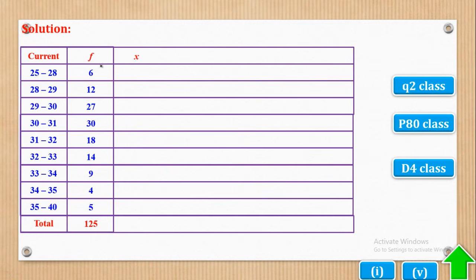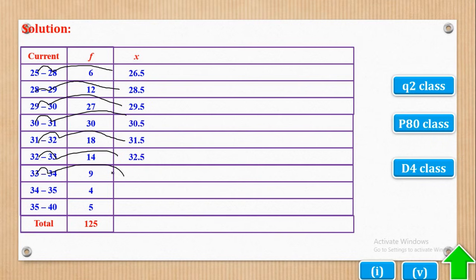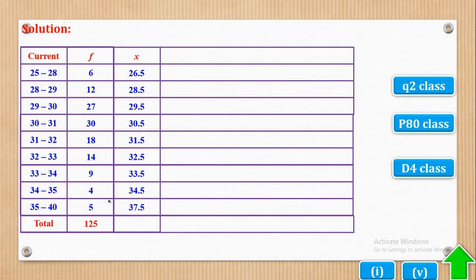Let's start with X, which is the class mark. Class mark is got by getting this plus this over 2 to give you that. This plus this over 2 gives that. Then this plus this over 2, and so on for each class. And that's our column for X.